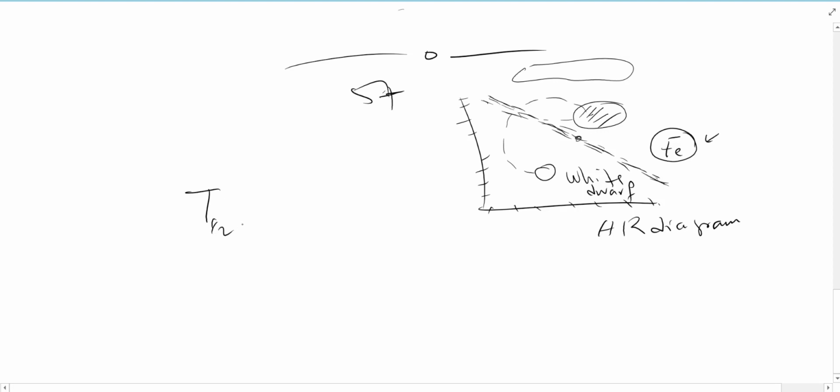So that is its half-life. Remember, the star has an age of about 10 billion years, or 10 to the power 10 years. That's more like it. Okay.